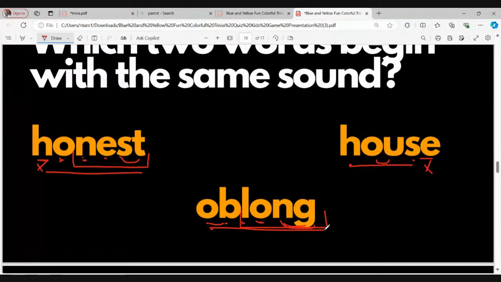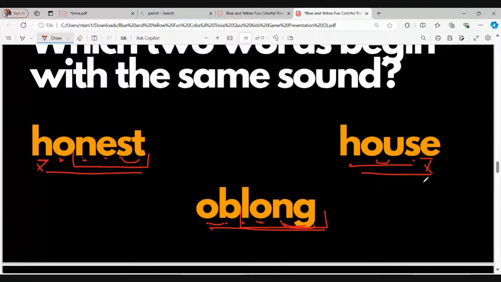And the next word is the word house. House. House is actually a building that has a ground floor and a roof, and that building is one that you dwell in. You would call it a house.